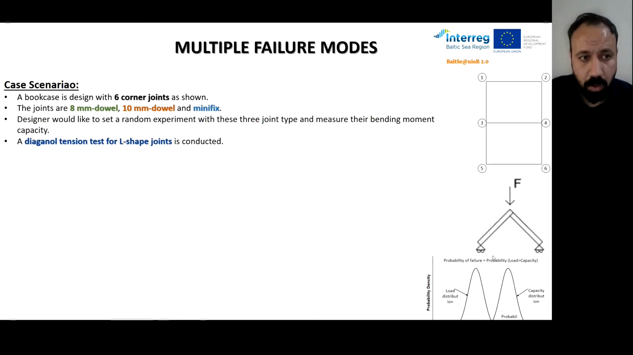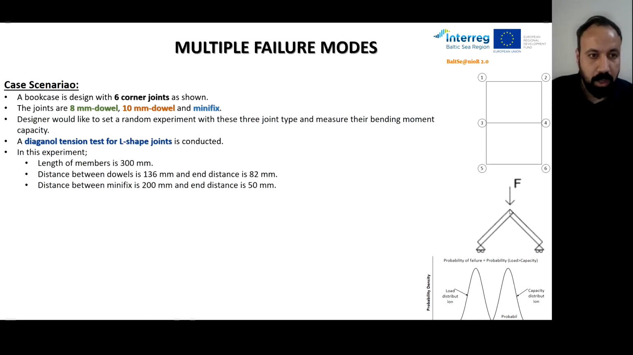This experiment is called the diagonal tension test for L-shaped joints. So, I will make just one joint, apply the load from the tip, and get the results. In my experiment, the length of the members is 30 millimeters. The length we can see is in the Z direction. The length of the members is 30 millimeters. I assume the length in the Z direction, the length of my bookcase, is also 30 millimeters.